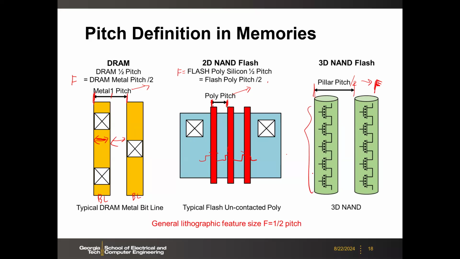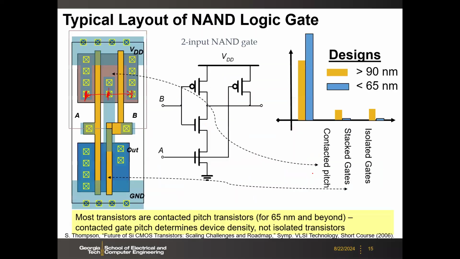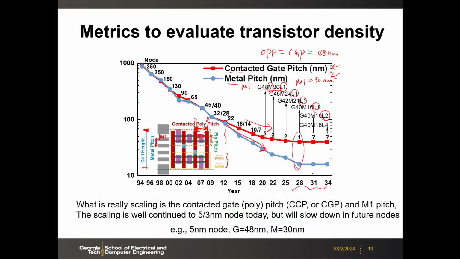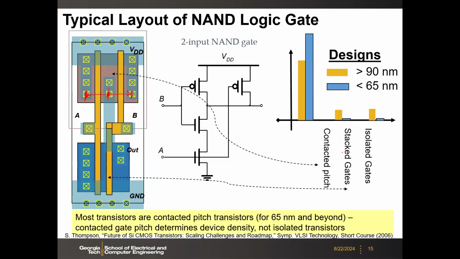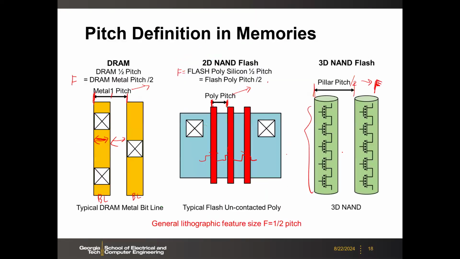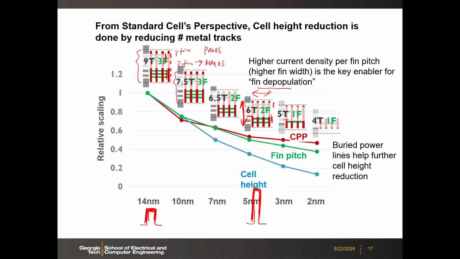So any questions here? So for logic, to answer your question, the F loses its meaning, because if you assume the F is still the tech node, then this does not really correlate with the density. So for logic, what you want to use is the CPP and metal 1 pitch, and then how many metals for the standard cell. So those are the key indicators, okay?